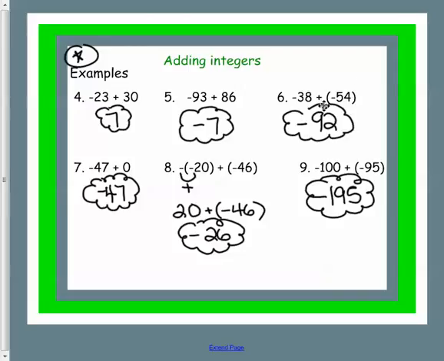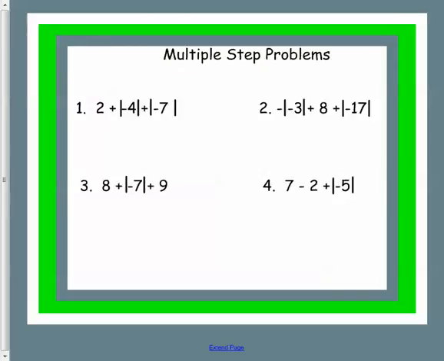Okay, so parentheses are different than absolute value. When we are working with multi-step problems, we have to first handle all the absolute values, okay? So leave the 2. This says negative 4's absolute value, which is 4. This says negative 7's absolute value, which is 7. Bring down the sign in between them, and bring down your positive 2. Now they all have the same signs, so 6 plus 7 is 13.